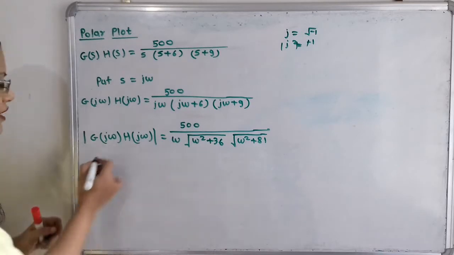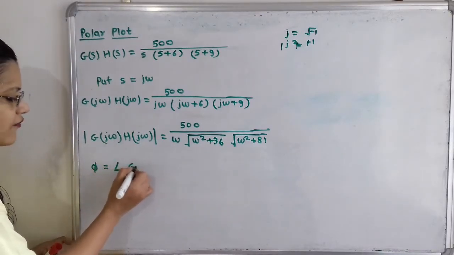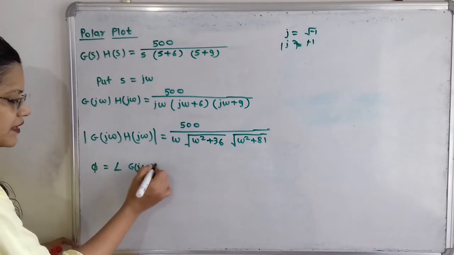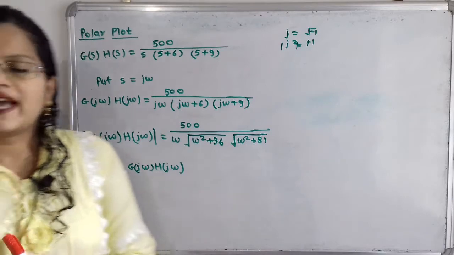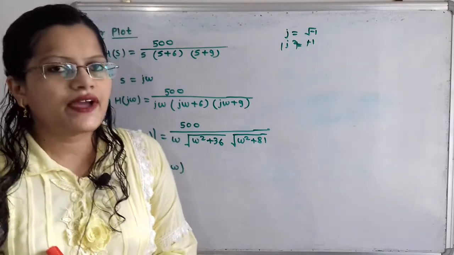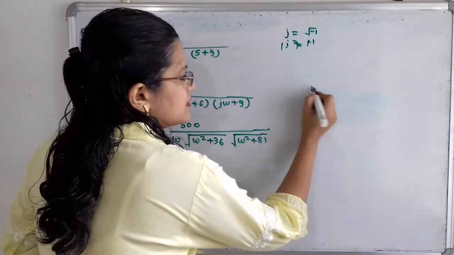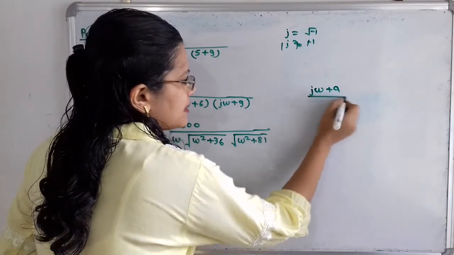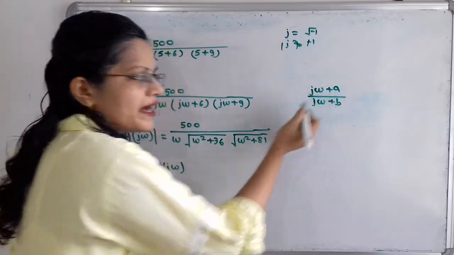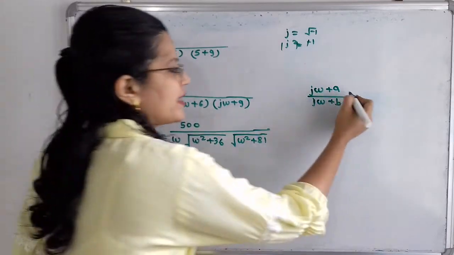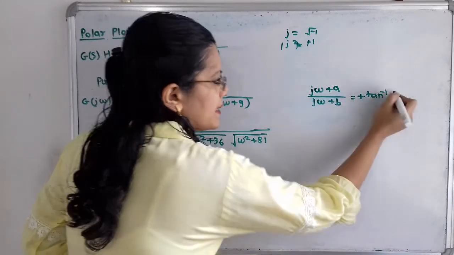Now we will calculate phase angle phi. So how to calculate phase angle phi? We will say that phi is equal to angle of G j omega H j omega. Now we have one rule, that is whenever our transfer function is in the form of j omega plus a divided by j omega plus b, here this j omega term is in the numerator. So how we can write here? Plus tan inverse of omega by a.